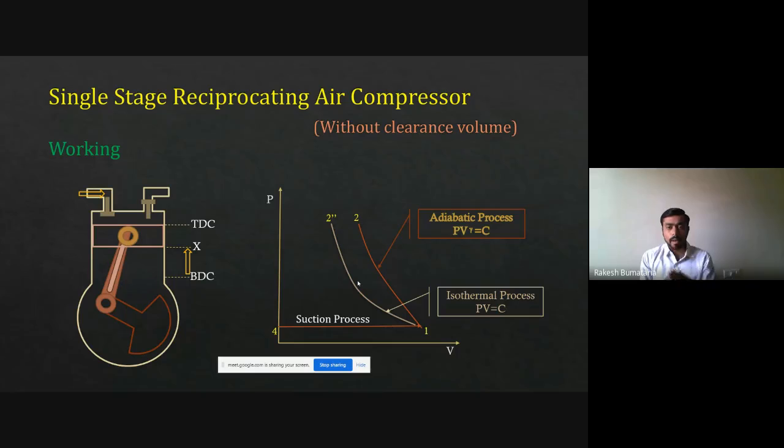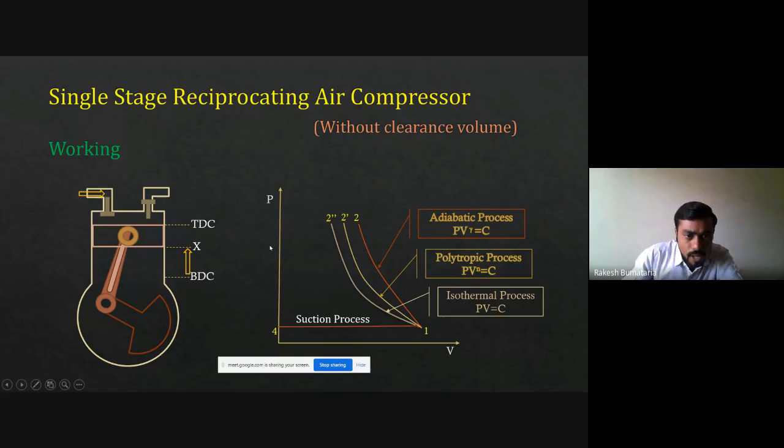So technical people like you and me have designed the process in between isothermal and adiabatic. This process is known as the polytropic process, PV raised to n is equal to constant. So a compressor always follows PV raised to n equal to constant, which is the polytropic process. So compression always happens in a compressor using the polytropic process only. And up to X level we get the discharge pressure. Say we have designed for 6 bar and we get 6 bar pressure.